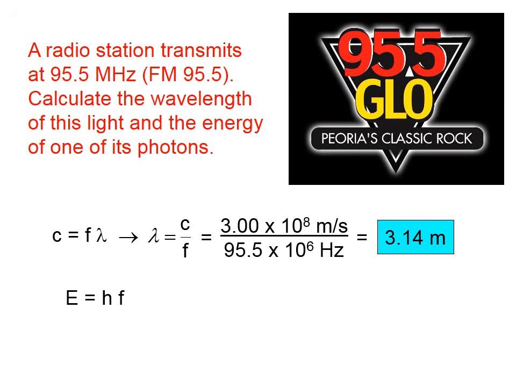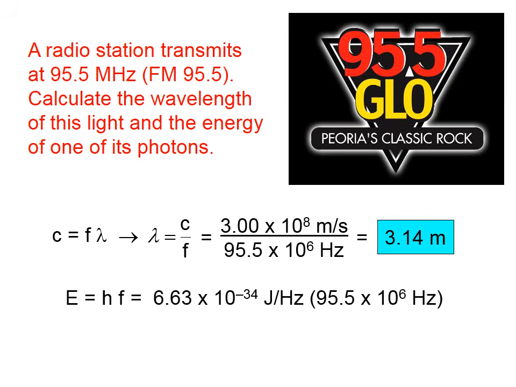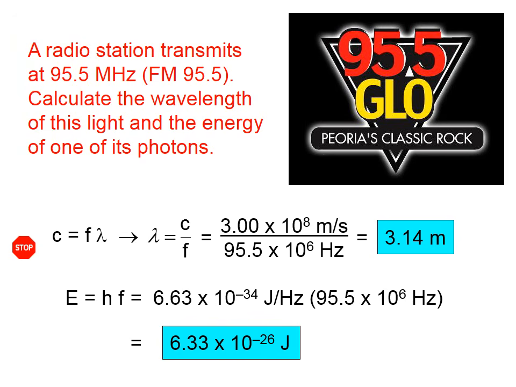The energy of one of these photons, we're going to take Planck's constant and we're going to multiply by that frequency, and there it is again, 95.5 megahertz. Energy is of course in joules. 6.33 times 10 to the negative 26th joules.